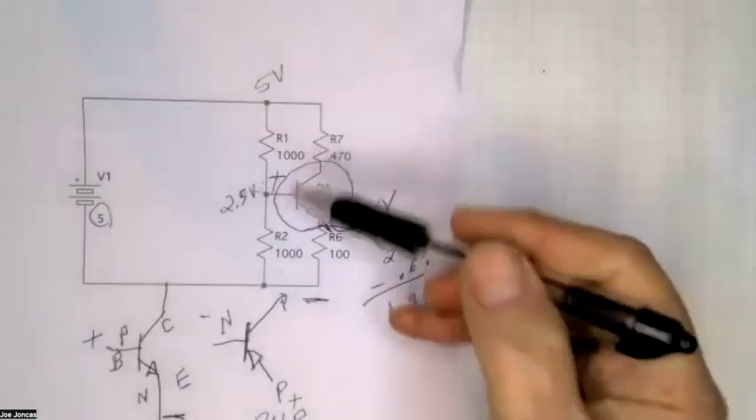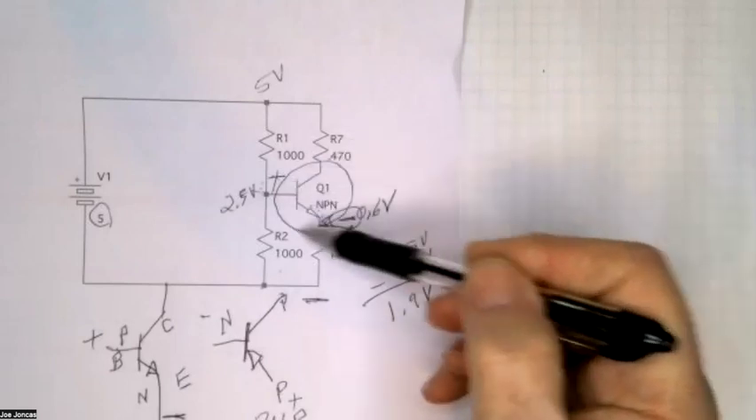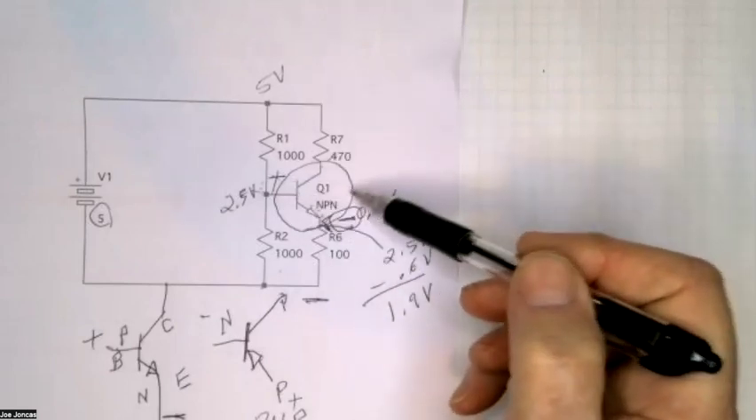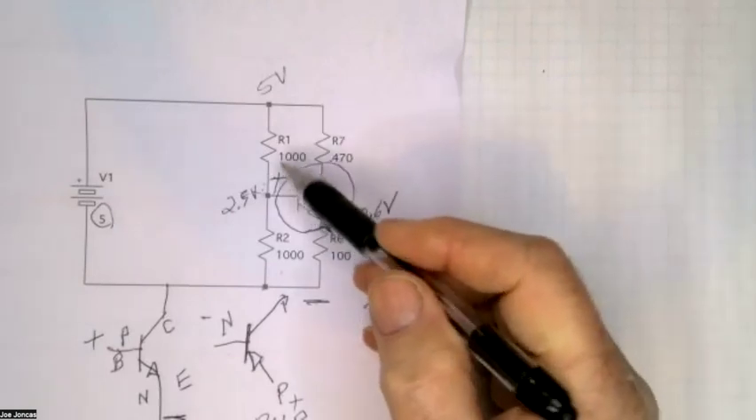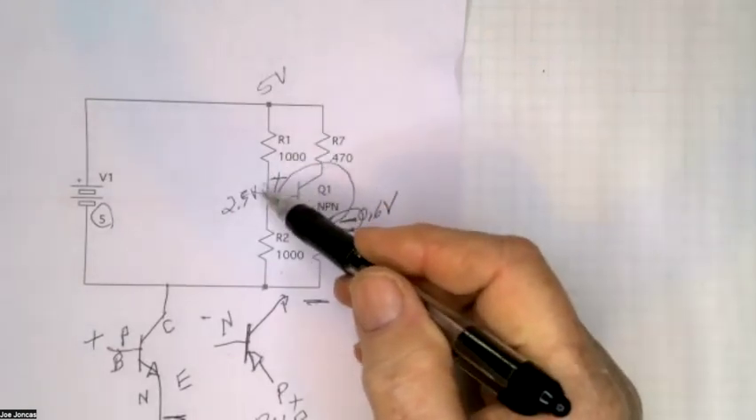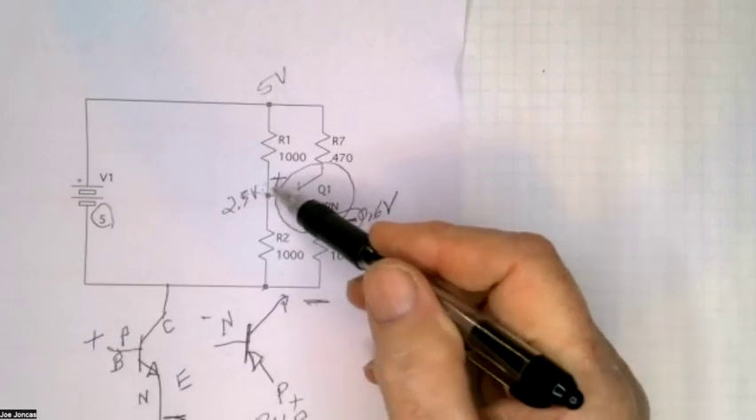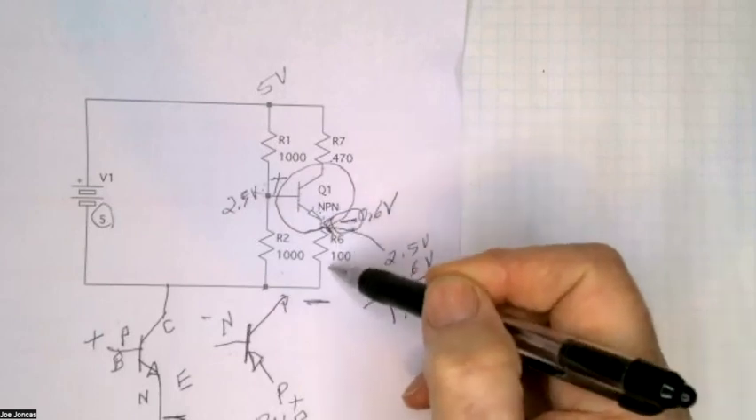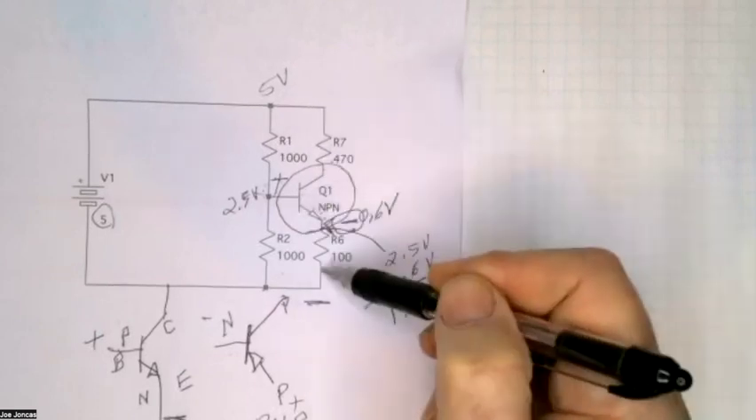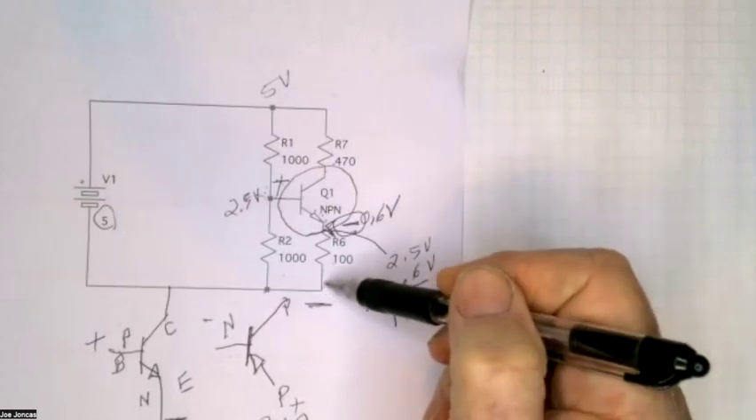Yeah, in this transistor here, if this transistor has a gain of say 50, the current here, let's say it's 1 milliamp, the current through here will be 50 milliamps.